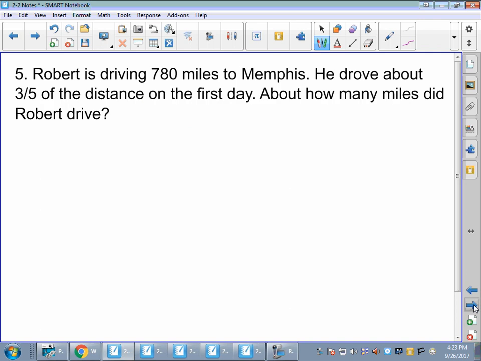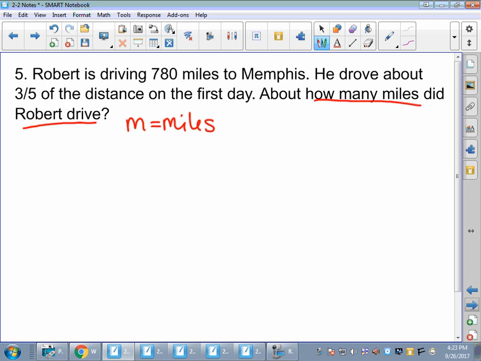A word problem here. Robert is driving 780 miles to Memphis. He drove about 3/5 of the distance on the first day. About how many miles did Robert drive? Okay, so what we're asking for is how many miles did Robert drive? Let's make m equal to miles. And we know that he is driving a total of 780 miles. And he drove about 3/5 of the distance on the first day.